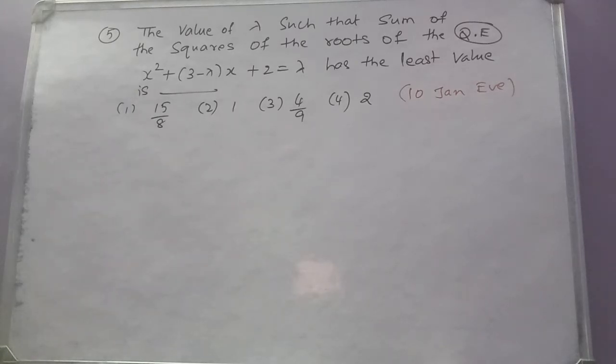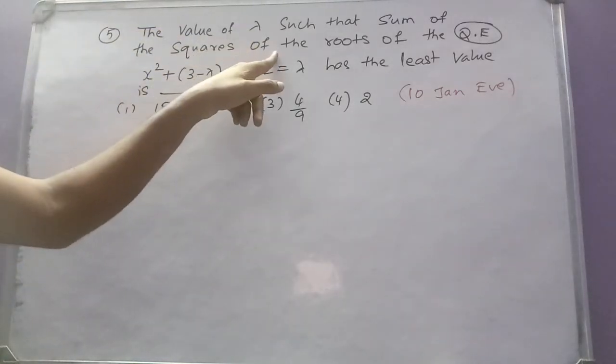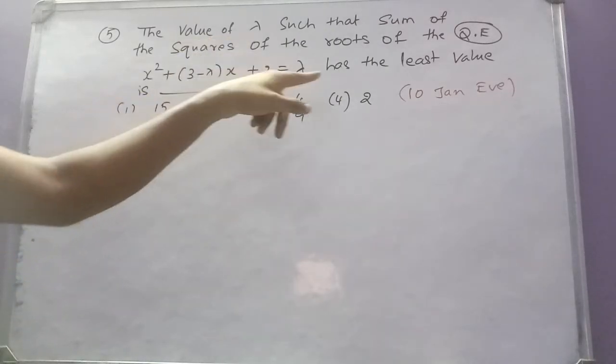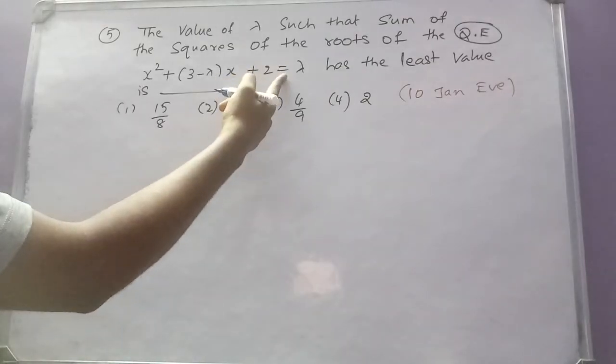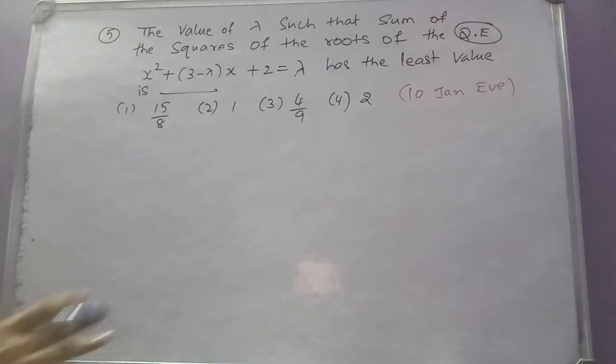If the value of lambda is such that the sum of the squares of the roots of the quadratic equation has the least value, that means alpha square plus beta square must be minimum for what value of lambda? That is what they are asking. If alpha square plus beta square is minimum for a certain value of lambda, what is that value of lambda? Very easy question, but observe that it is not equal to 0, it is equal to lambda. Now don't be in a hurry, solve it carefully.